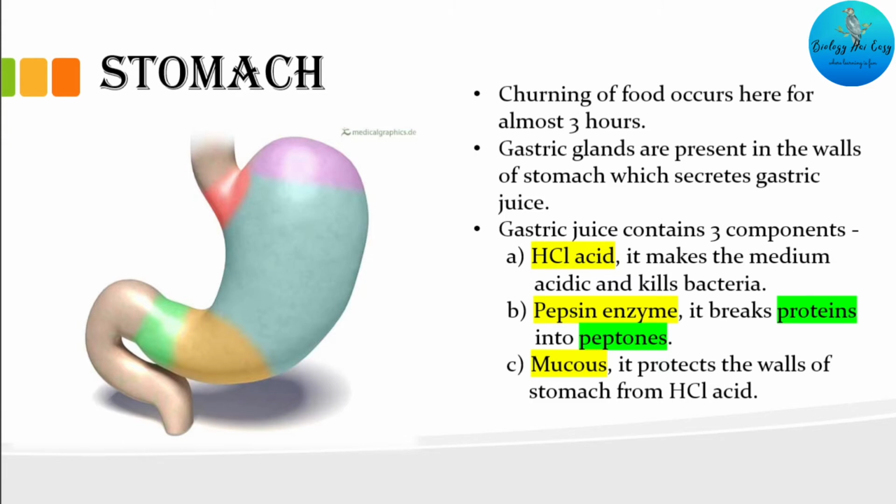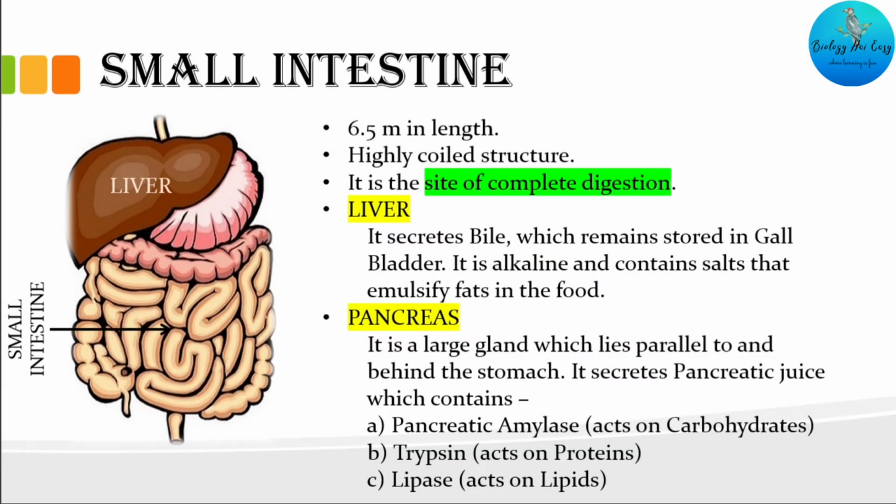The function of HCl acid is that it makes the medium of gastric juice acidic so that the enzyme pepsin can digest the proteins properly. It kills any bacteria which may enter the stomach with food. The function of mucus is to protect the wall of the stomach from its own secretions of HCl acid. The partially digested food then goes from the stomach into the small intestine. The exit of food from the stomach is regulated by a sphincter muscle which releases it in small amounts into the small intestine. Let's talk about the small intestine now.